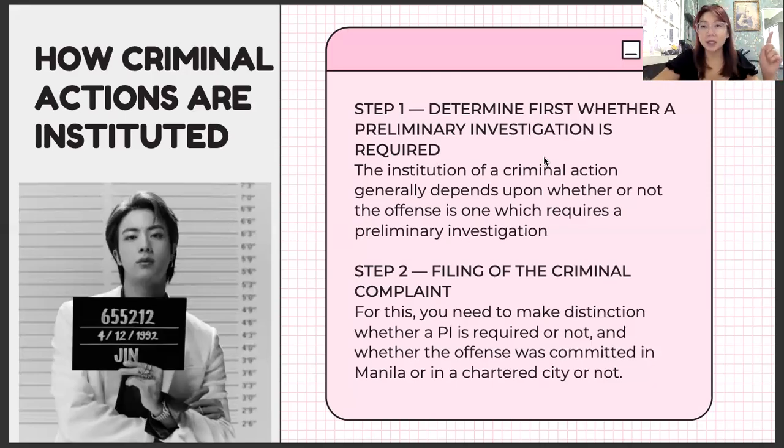So, kailan naman hindi required yung preliminary investigation? So, Metro Manila and other chartered cities, the complaint shall be filed with the Office of the Prosecutor unless otherwise provided in their charters. So, in other areas, by filing the complaint or information directly with the municipal trial court and municipal circuit trial court, or by filing the complaint with the Office of the Prosecutor.